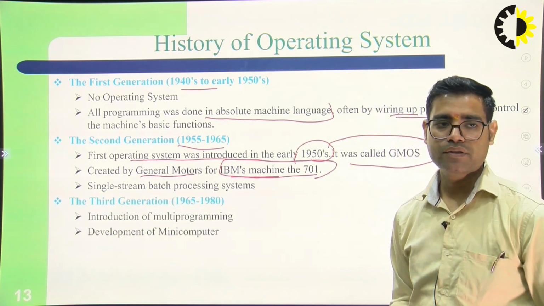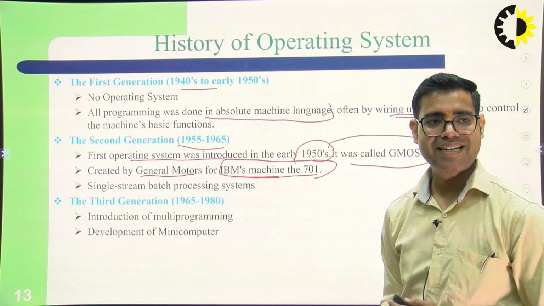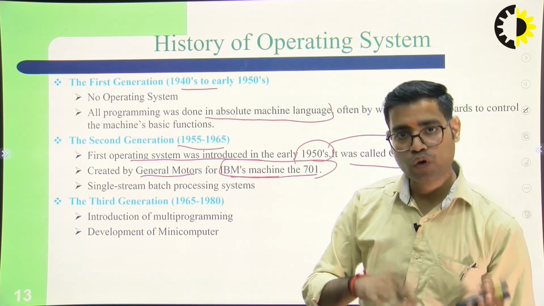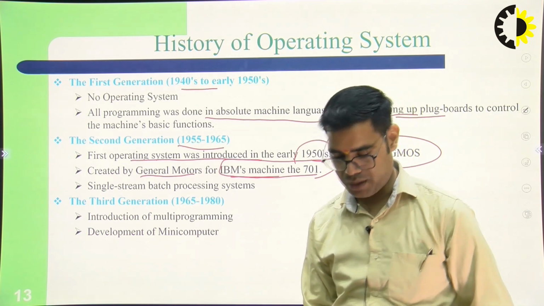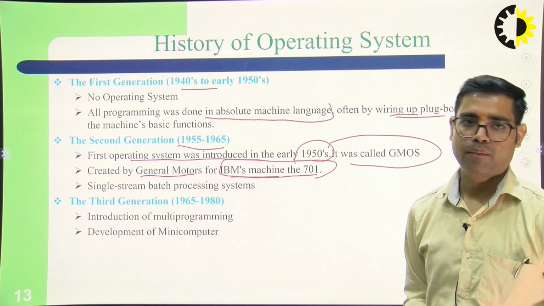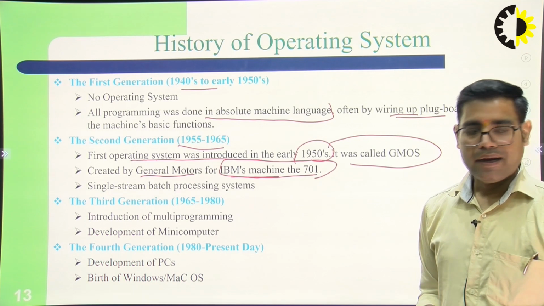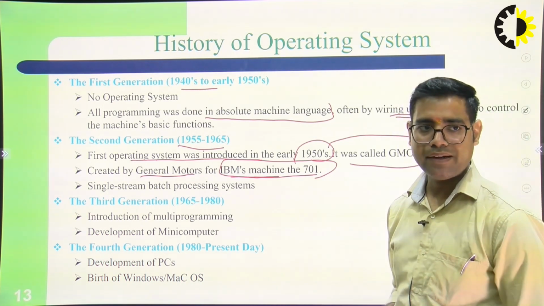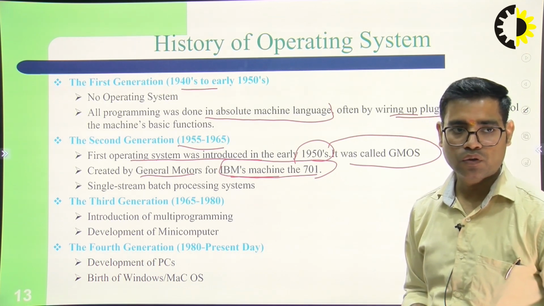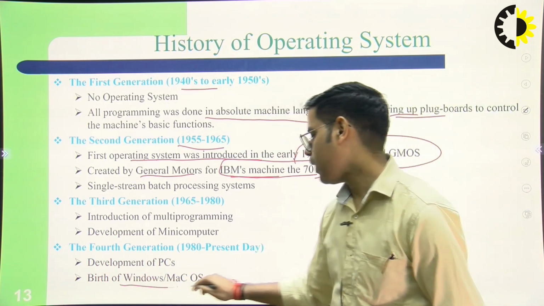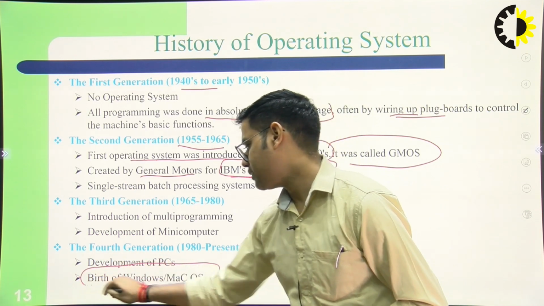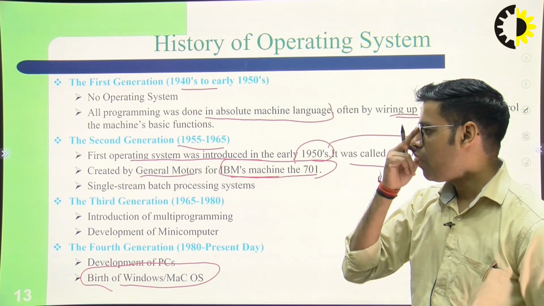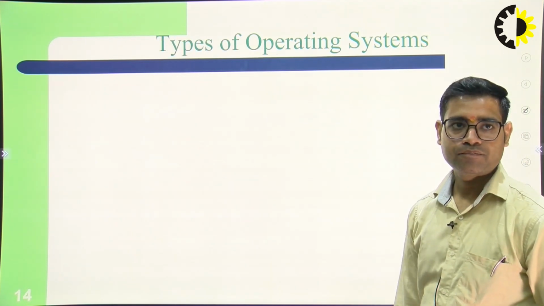Then the third generation comes in 1965 to 1980, with the introduction of multi-programming, where multiple programs reside in the RAM, and the development of the minicomputer. And the fourth generation, 1980 to the present day, is the development of the PC through the birth of Windows and Mac OS, the Macintosh operating system. So this is all about the history of an operating system.